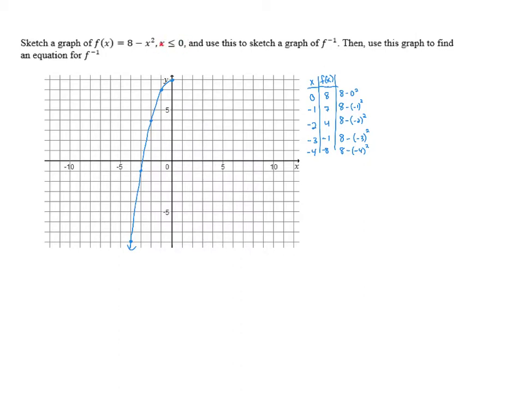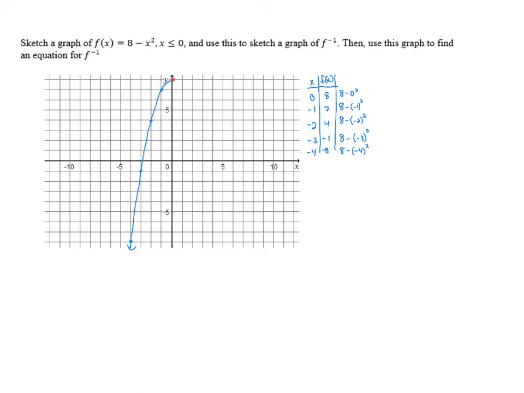If we didn't restrict the domain to numbers that are less than or equal to 0, we would have the other side of the parabola over here, but then it wouldn't be a one-to-one function, and it wouldn't have an inverse. So this restriction is required to turn this into a one-to-one function that has an inverse.